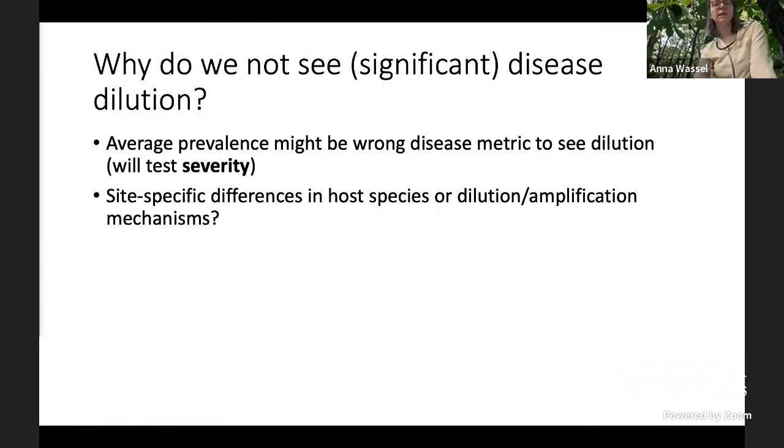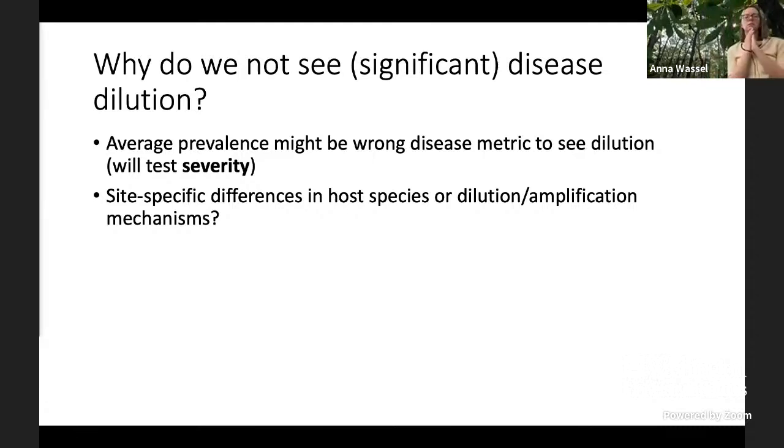Okay, so why do we not see significant disease dilution as I predicted we might? One possibility is that average prevalence could be the wrong disease metric to see dilution. There's a bit more range in severity. We had some plants, for instance, that almost always had chewing damage. And so the significant pattern could emerge in how much of each of those plants was chewed. I do have severity data for a subset of these plots, so I will be looking at severity.